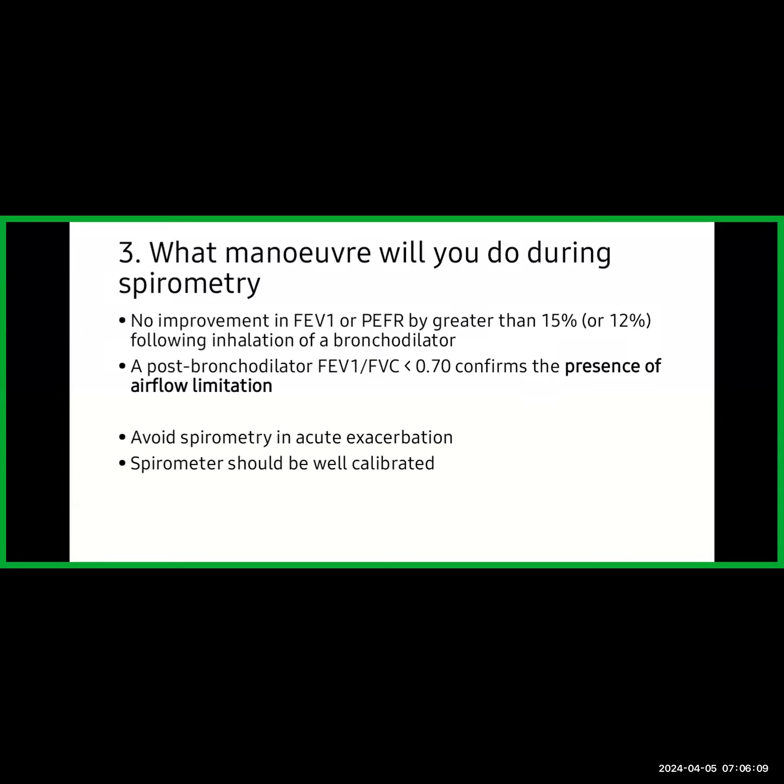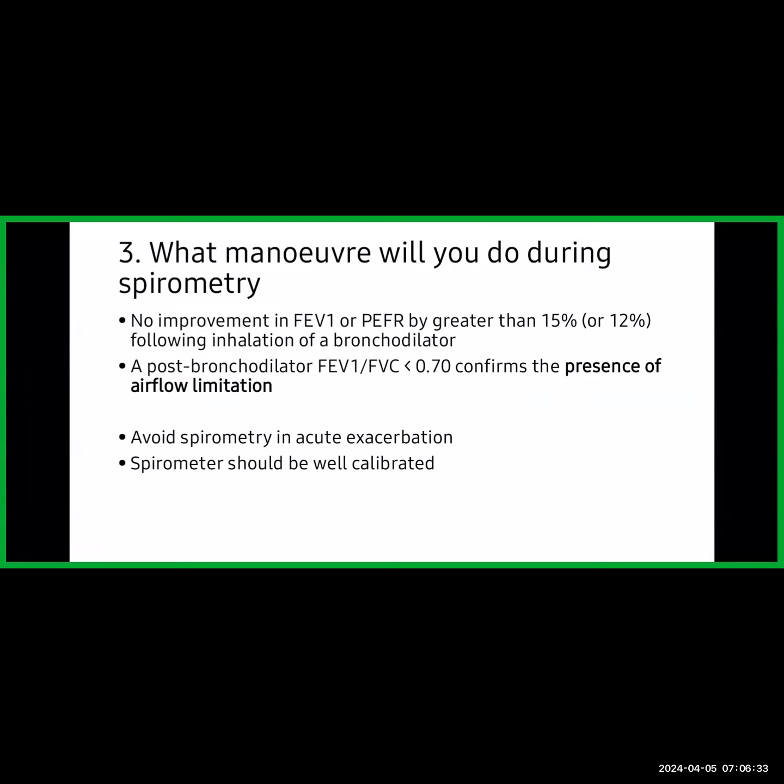But in this case, if you give the bronchodilator and do spirometry, the FEV1 may not rise by more than 15%, or 12% in some guidelines. And again, a post-bronchodilator FEV1 over FVC will show an obstructive pattern. And in most cases, FEV1 is less than 80% in addition to this.